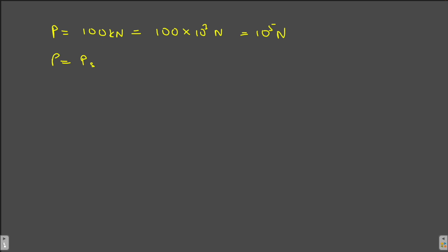So total load we know. Total load is how much? Total load is 100 kilonewton, right? So let me just convert it into newtons: it is 100 into 10 to the power 3 newtons, or 10 to the power 5 newtons. Okay, this is the total load acting over here. Now total load will be shared by the steel and the copper. Some load will be carried by the steel and some load will be carried by the copper. Now our task is to find out which rod is carrying how much load. Okay, so this is our equation number 1.